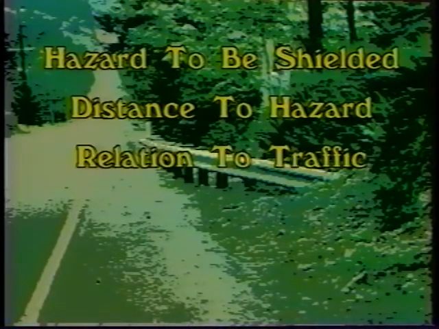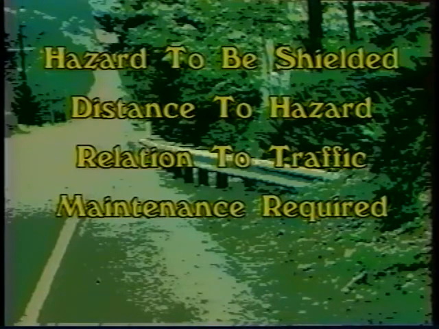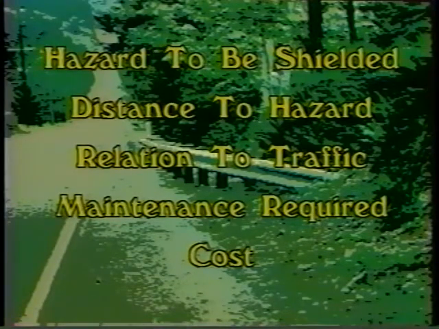These are the type of hazard the motorist needs to be shielded from, the available distance between the barrier and the hazard, how the barrier will have to be located in relation to the traffic it'll be designed to protect, the maintenance that will be required to ensure the system is kept working correctly, the estimated cost of installing and maintaining the system, and finally, the type of systems in use in the highway agency in question.